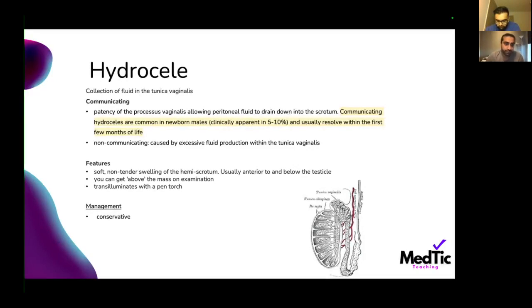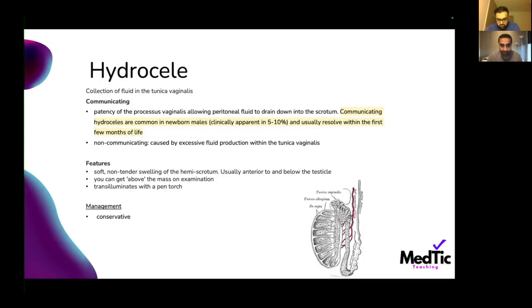So you should have known that this was a hydrocele because it was soft. It's unilateral, though it can be bilateral. You can feel above the mass, and also it's transilluminable, because if you think about it, it's fluid around your ball sack, and fluid would appear clear if you were to put a light to it.